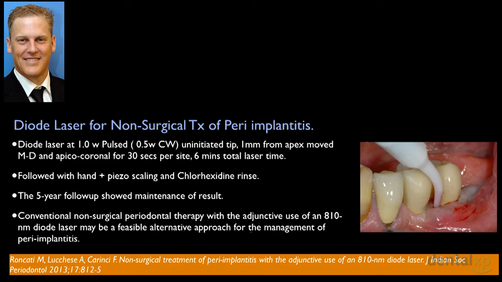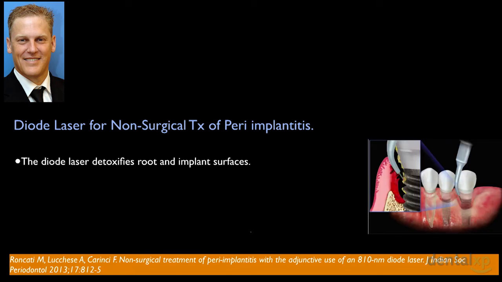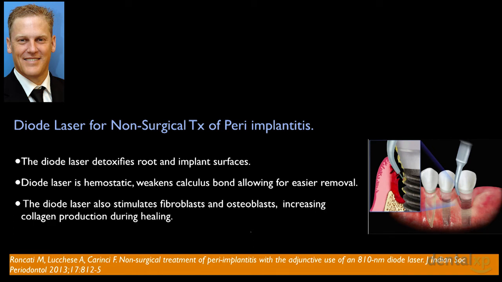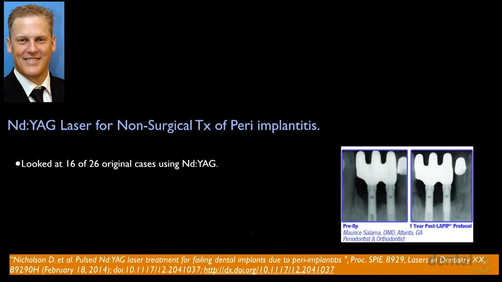Why might this be working? Well, they suggested the diode laser might be detoxifying the root surface. It might be hemostatic and weaken the calculus bond, allowing for easier removal. The diode laser also is promoting fibroblasts and osteoblasts, increasing collagen production. And so they suggested that this was perhaps one thing that you could try for early cases, early treatment.